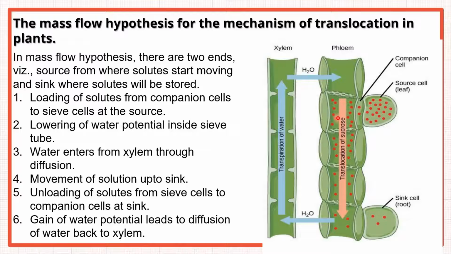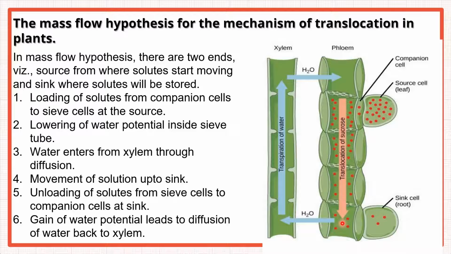As they enter here, this will reduce the water potential inside the sieve tube. What will happen because of that? Since solute potential is more, water potential is less. So you can see water will move in from the xylem. And because of diffusion, this solution will move towards the sink as a mass flow or bulk flow.